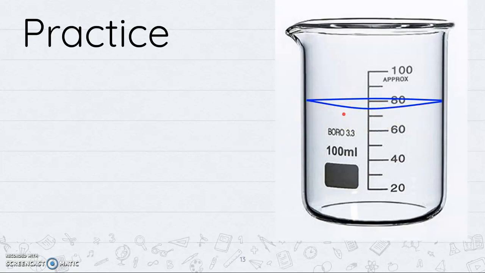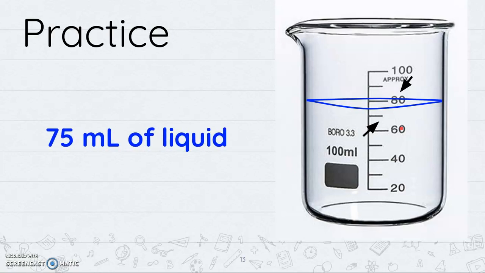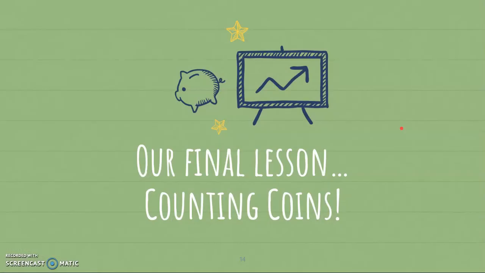So step 2, look at the bottom side of a meniscus. We can see that the bottom side falls between 70 and 80. So what's half of 10? It's 5. So moving on to step 3, we can safely say that the volume of the liquid is 75 milliliters. Don't forget that there will be more chances to practice that will be linked on the last slide.